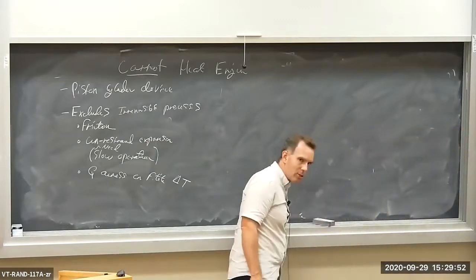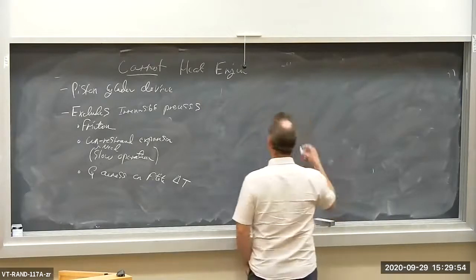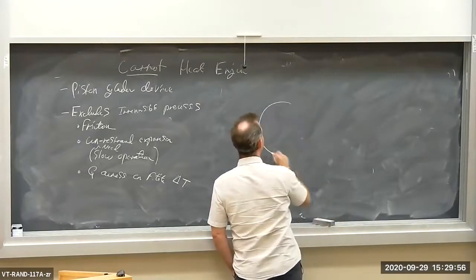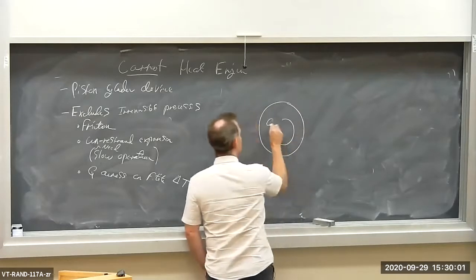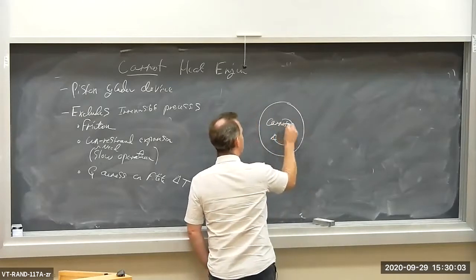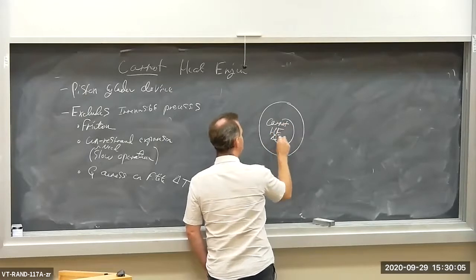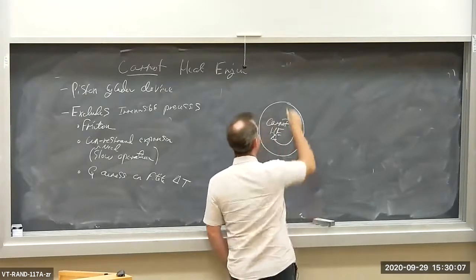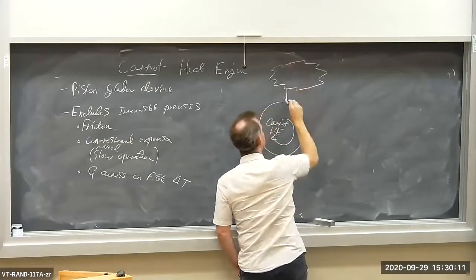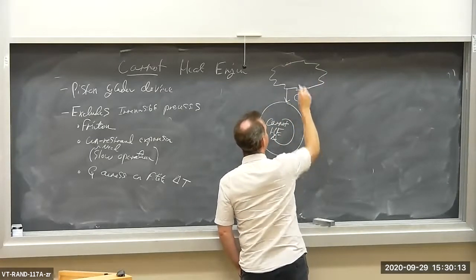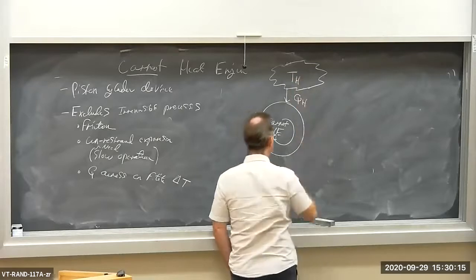The big picture is we have this Carnot heat engine, and it's operating in a cycle. It receives heat, Q high, from a high temperature reservoir.